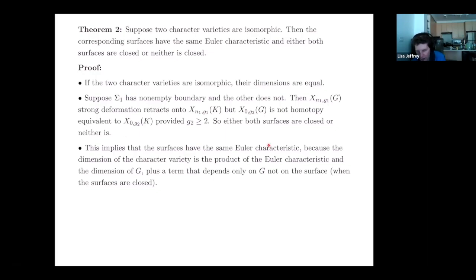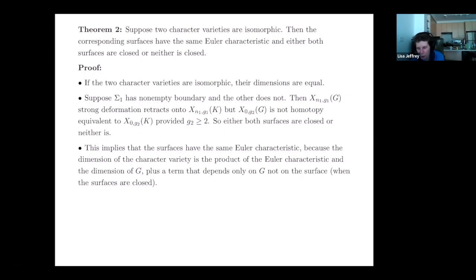This implies that the surfaces have the same Euler characteristic, because the dimension of the character variety is the product of the Euler characteristic and the dimension of G, plus a term that depends only on G and not on the surface. So that's basically how that goes.